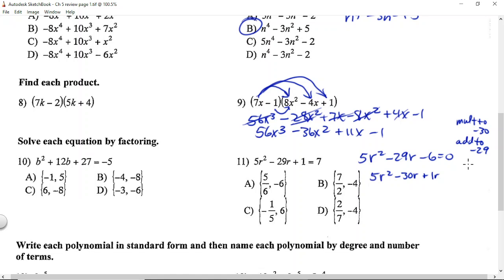And let's see, I'll write them over here actually. Negative 30 and 1, that multiply to negative 30 and add to negative 29. So we split the middle term, we finish up the rest of it, and that's it. We rewrote it, just splitting the middle term into those two terms. Okay, so now we factor out the greatest common factor from that part and from that part.